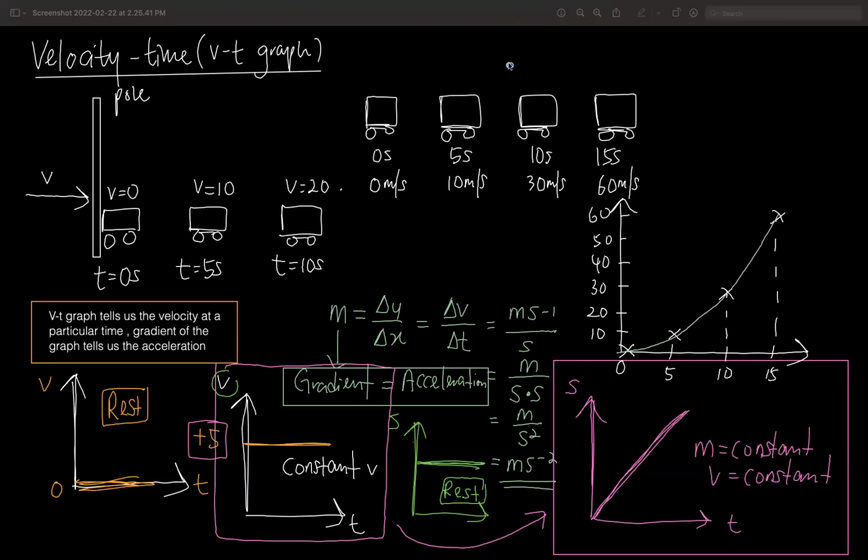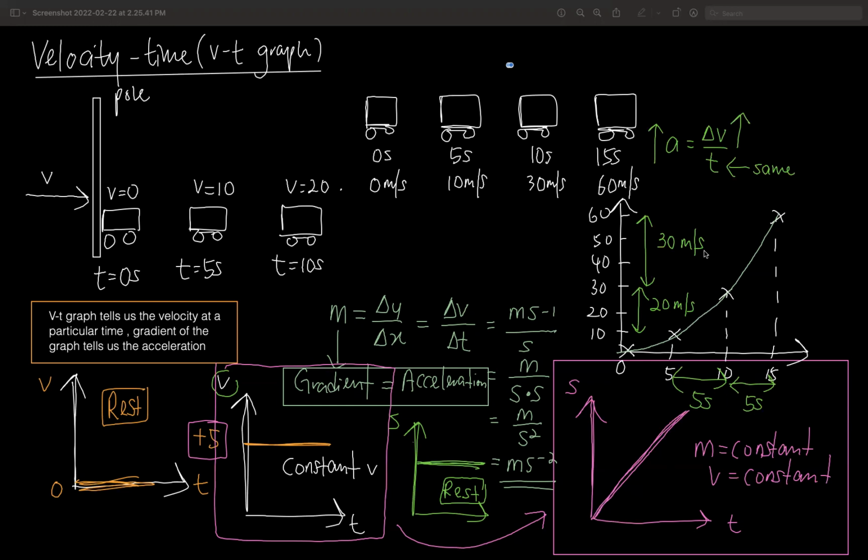For the same amount of time, 5 seconds, what is the change in the velocity from here to here? 20 meters per second. The next 5 seconds, same duration, the change in velocity is 30 meters per second. Acceleration equals change in velocity over time. When the time is the same, this one goes on increasing, acceleration increasing.